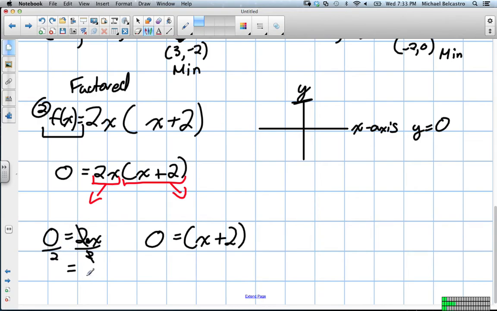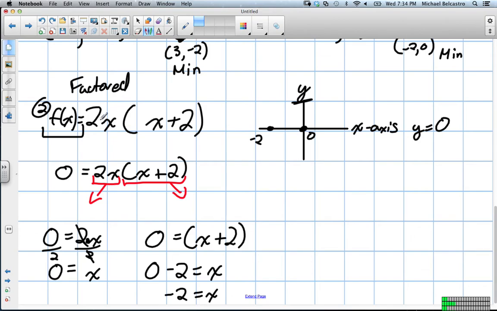So these 2's cancel out. And 0 divided by 2, do you know what that is? 0. That's right. So one of our x-intercepts is at 0. The other one, how do I get x by itself? You're going to subtract it. So it'll be 0 minus 2 equals x. What does x equal? Negative 2. That's right. So we have one at 0 and another at negative 2.